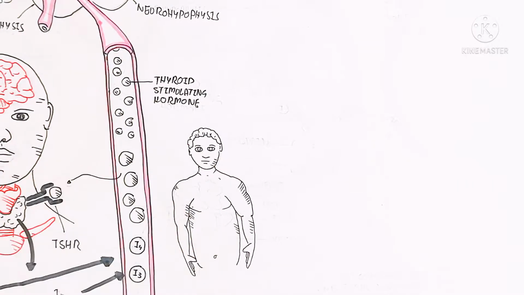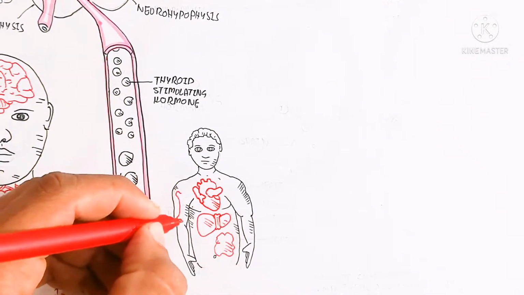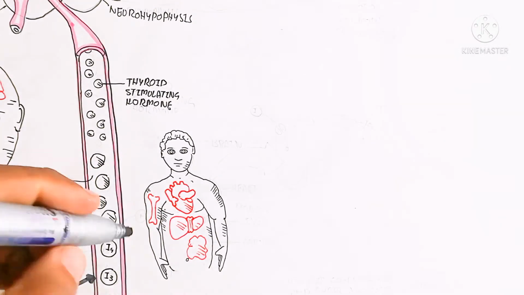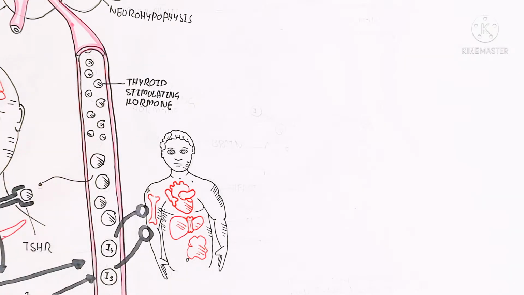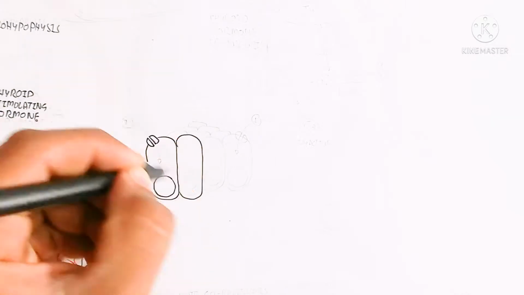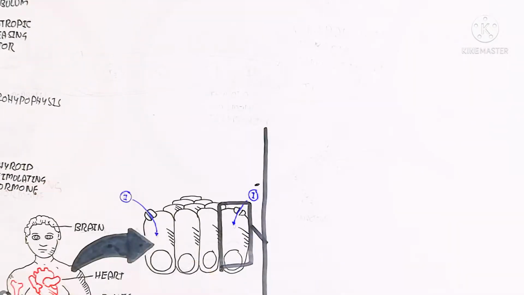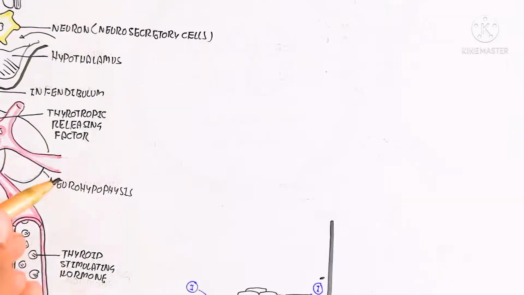Here I am drawing the person, in which T3 and T4 will target different tissues, for example cardiac tissue for heartbeat, and the liver for gluconeogenesis as well as glycogenolysis, and on the other hand glycogenesis also, and adipose tissue and bones.